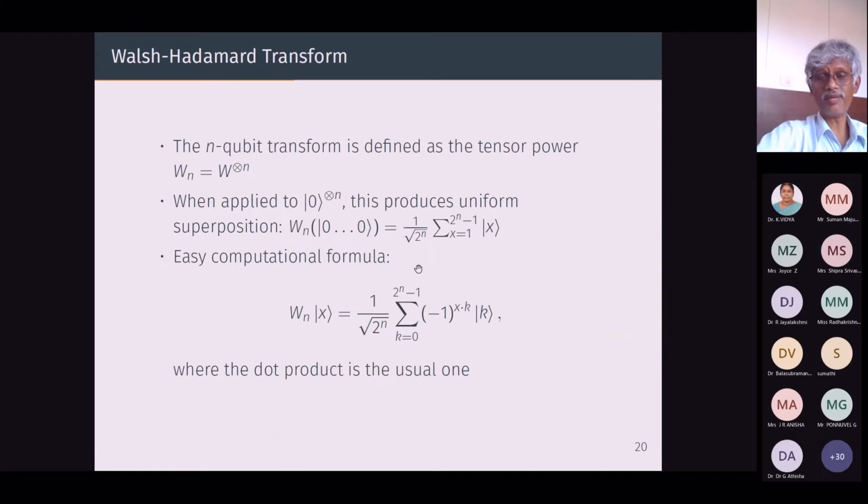So let us just freeze this formula. We defined the Walsh-Hadamard on a 1 qubit system. There is a natural way of extending it, which I just hand waved for an n qubit system.